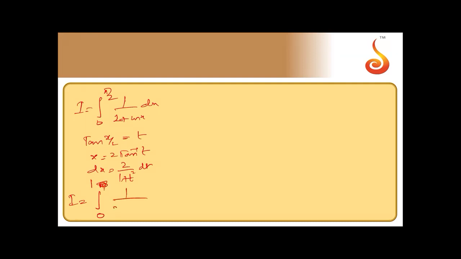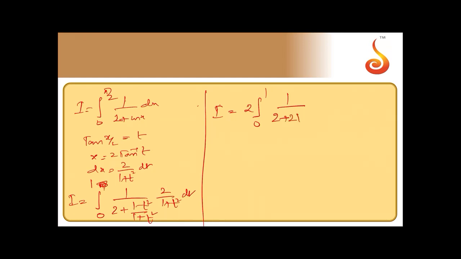So, 1 divided by 2 plus 1 minus t square by 1 plus t square, multiplied by 2 by 1 plus t square dt. Therefore, I could be written as, taking the LCM, 1 plus t square gets cancelled. You will be getting twice the integral from 0 to 1 of 1 divided by 2 plus 2t square plus 1 minus t square, multiplied by dt. I think the t square gets cancelled, 3.